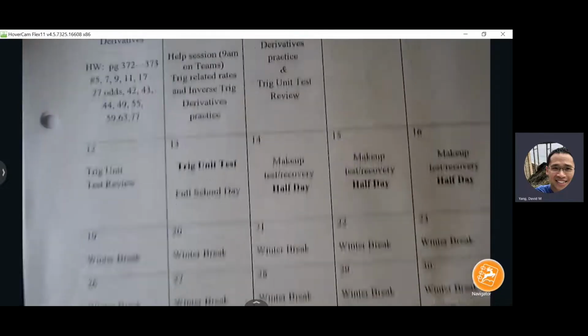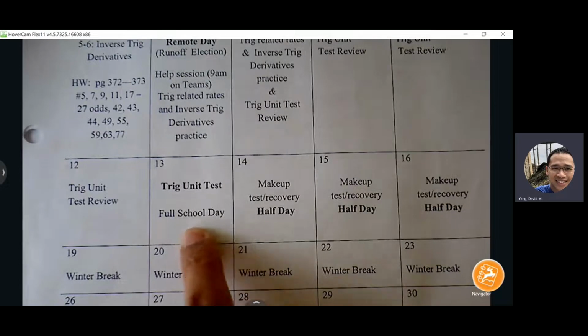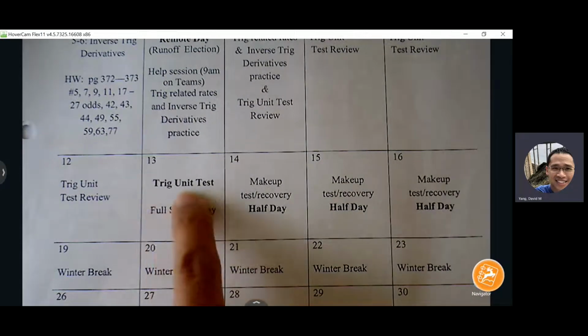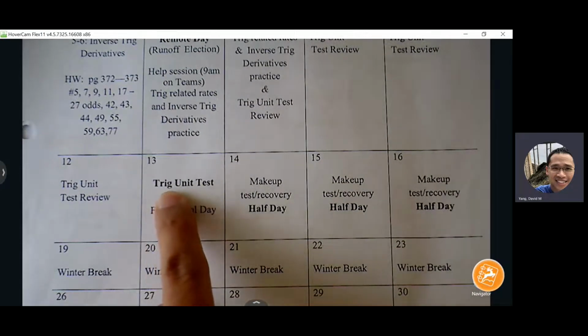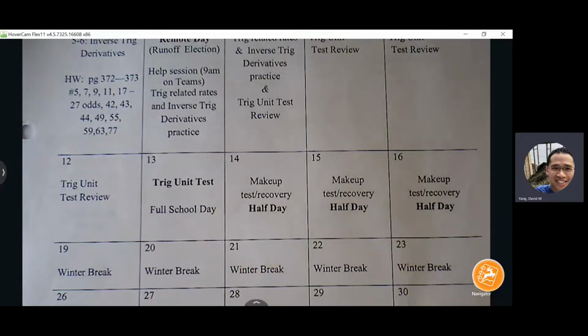Now, the trig unit test is next Tuesday. I will give a recovery opportunity for this test as well. So what I'm going to do is, as soon as you guys take that test, I'm going to flip through the tests and I'll just grade those that I feel could be in danger of failing or lower than the 75. I'll grade those first. Okay. I'll grade those first and I will let you know by Tuesday night.